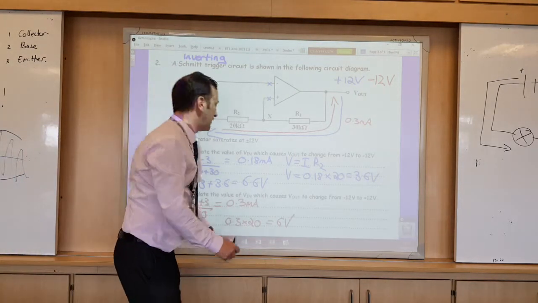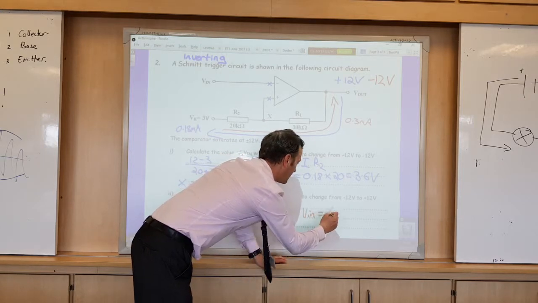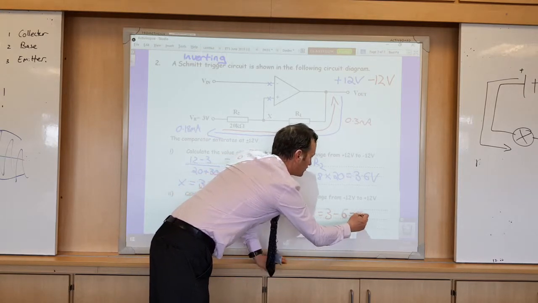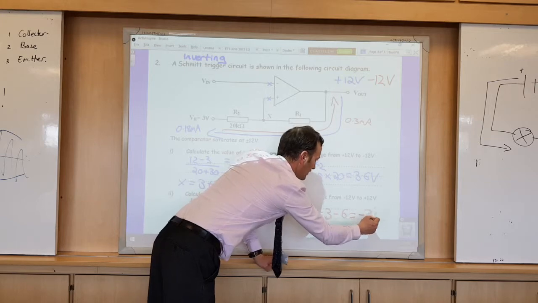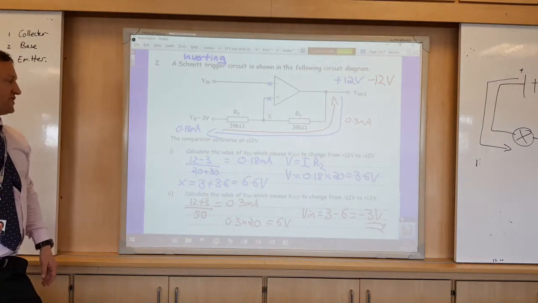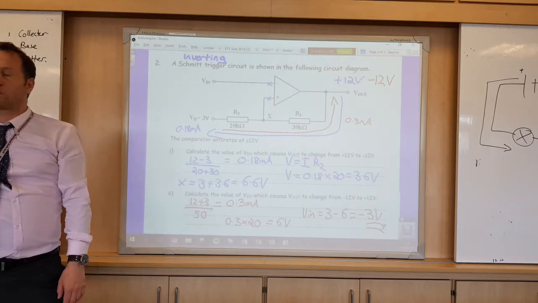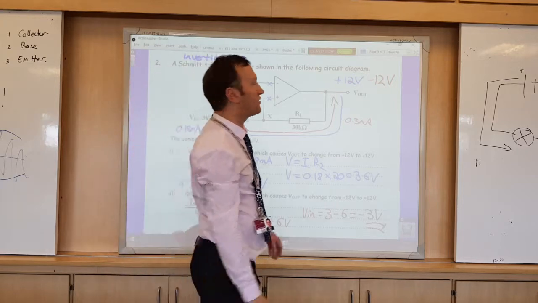So V in equals 3 minus 6, which equals minus 3 volts. So you've got your two switching thresholds, one at plus 6.6 and one at minus 3. Should we do a non-inverting now?